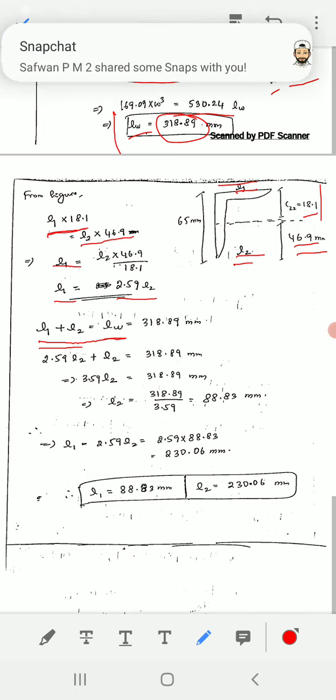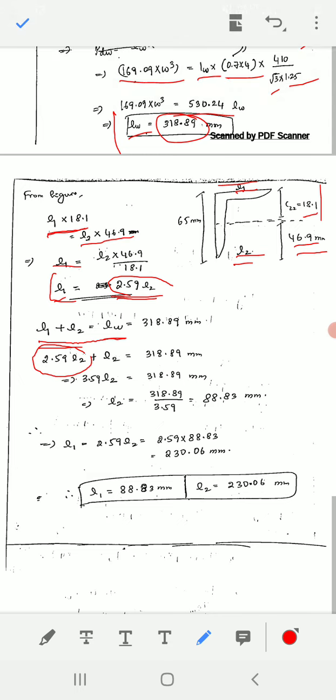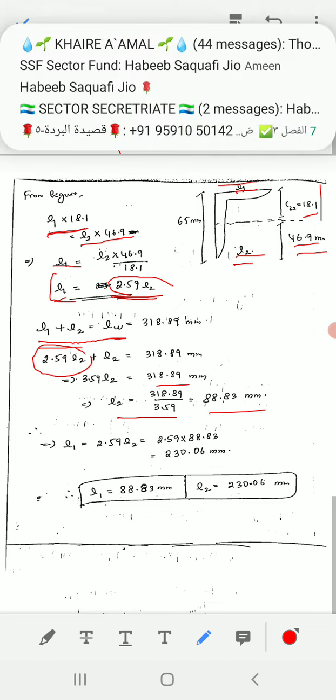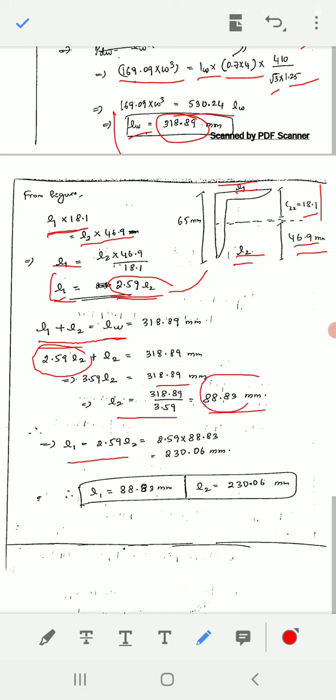So wherever L1 is there, that is 2.5 L2. So we can substitute that as 2.5 L2 plus L2. So we will get 2.5 L2 plus 1 L2, that is 3.59 L2 is equal to 31888. Then we will get the L2 value, that is 88.83. So L1, how to find out? L1 is equal to 2.59 L2, that we got here. So multiply 2.59 into the L2 value 88.83. So L1 value is got. Finally you have to write L1 values and L2 values.